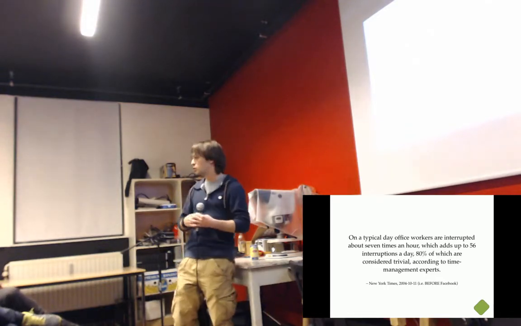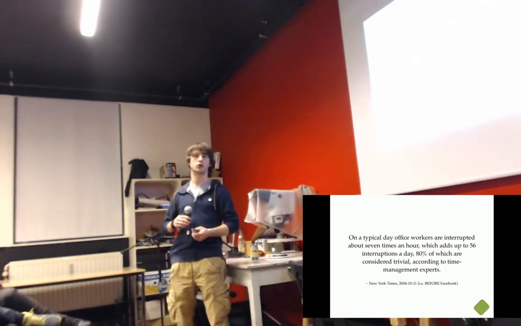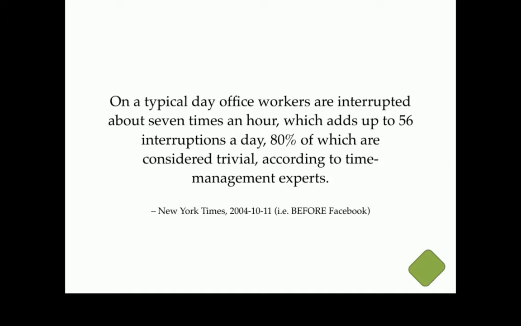Next in line is interruptions, which is also something that is highly underestimated and highly undervalued in our circles. This is research that was published in the New York Times. On a typical workday, workers are interrupted about 7 times per hour. So in total, 56 times per day, and 80% of those interruptions are considered trivial. Now, if you take into consideration that for an average interruption, an average person needs about 23 minutes to get back into the operation or the action that they were performing before they were interrupted, it's a miracle that we get any work done at all.